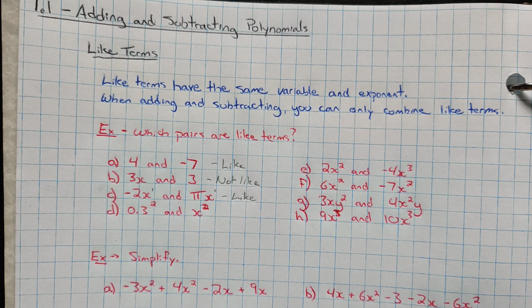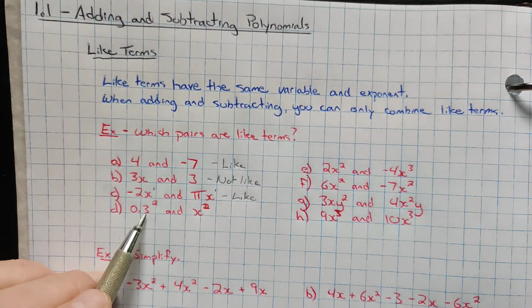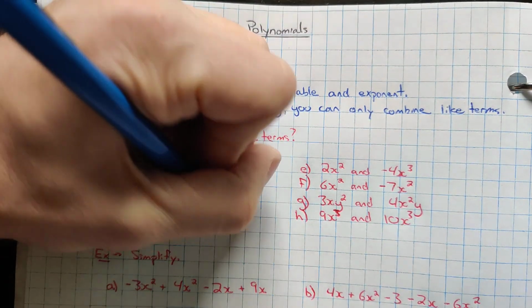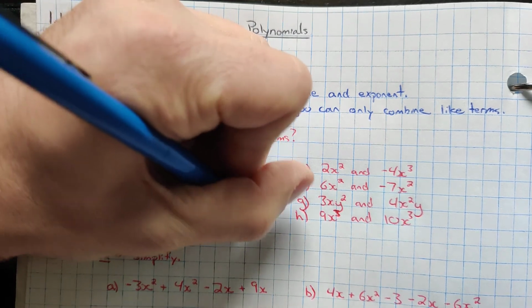In D, 3 squared and x squared, while they both have a squared on them, they don't share the same variable. There's no variable here. There is a variable here. Thus, these would not be like.